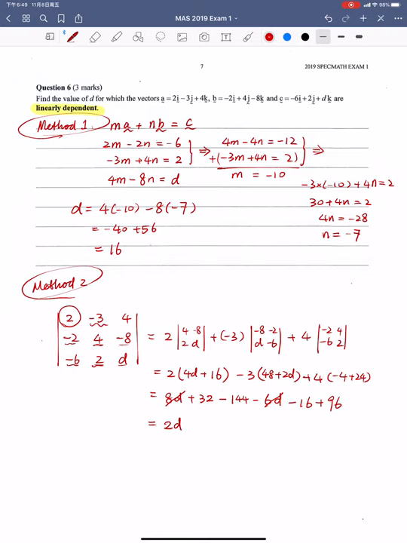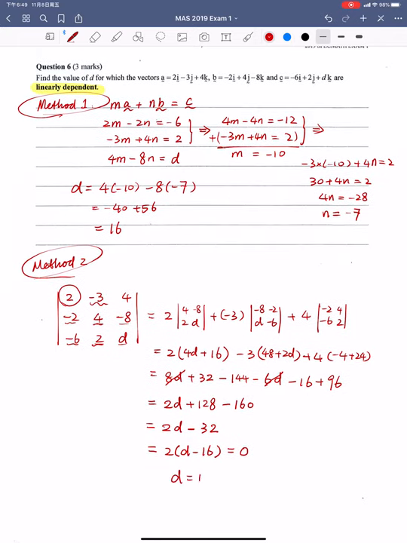Plus 32 plus 96, this will be 128. Minus 144 minus 16 will be minus 160 together. So I have 2D minus 32, which is 2 bracket D minus 16. After a long calculation, we know the condition for linear dependence of vector set A, B, and C is the determinant equal 0. So D is just 60.